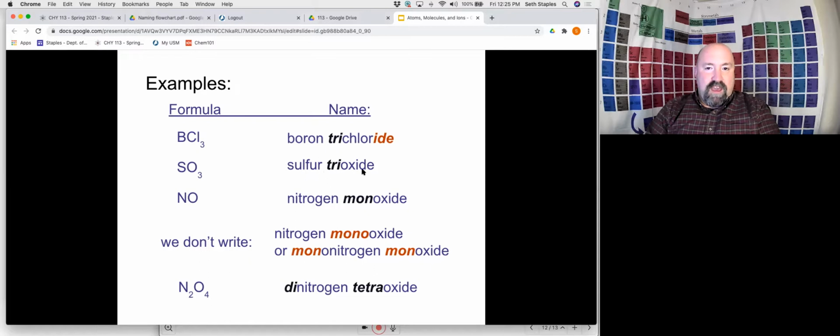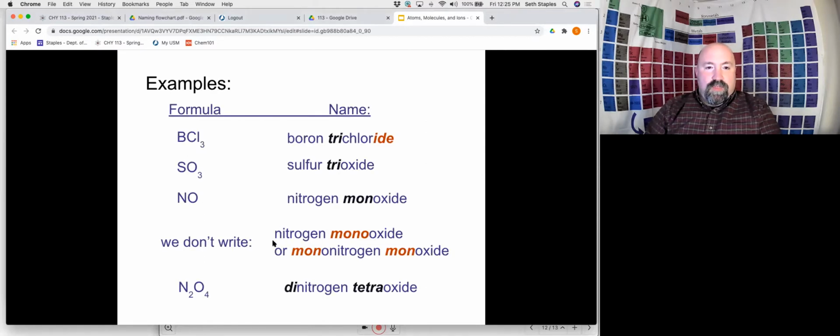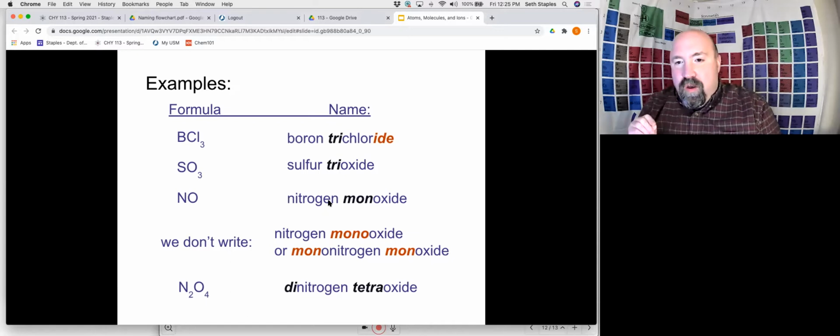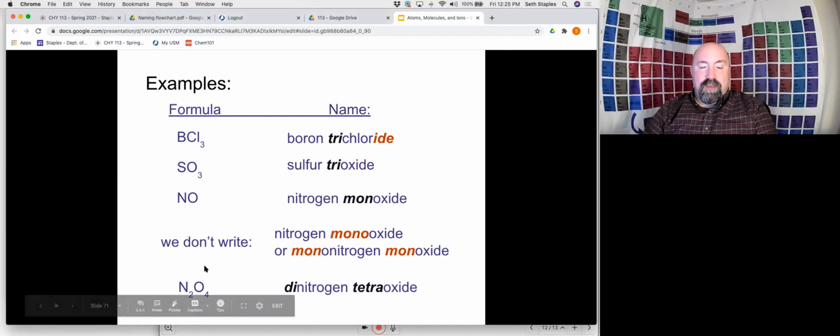SO3, sulfur trioxide. NO, nitrogen monoxide. Note that we do have the extra O in there. Sorry, we don't say monooxide. It is just monoxide. We also don't write mono if it's the first element. And so there are no monos in front of any of these. That's only if it's the first element, though. If it's the second, we absolutely do write it. So nitrogen monoxide. N2O4, dinitrogen tetraoxide, and so forth.